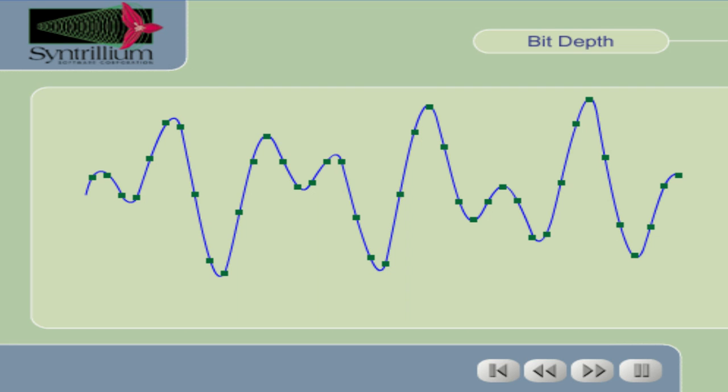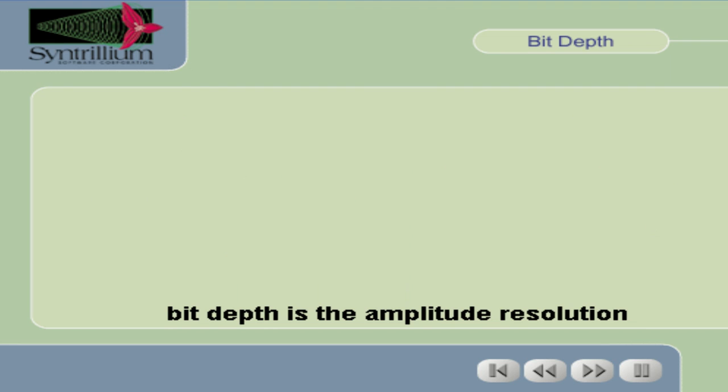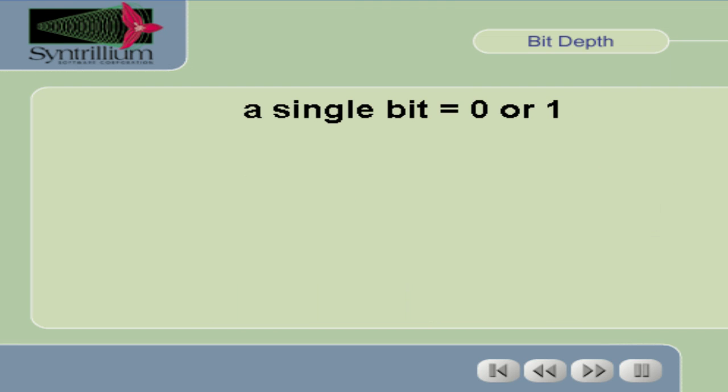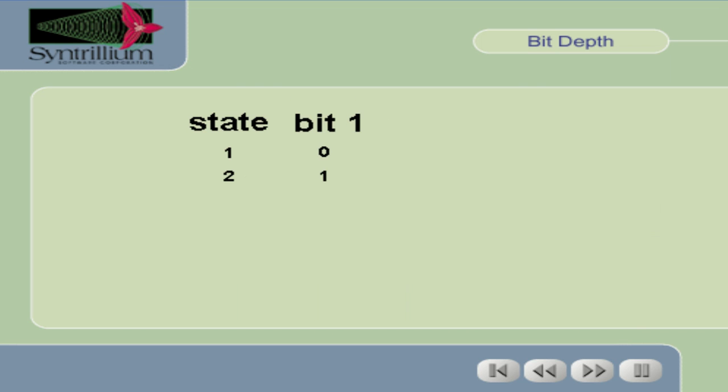Just as the number of samples in each second of audio determines the resolution of the sampled audio, so does the resolution in the amplitude of each sample. Amplitude resolution is referred to as the bit depth. A bit is a computer term meaning a single number that can have a value of either 0 or 1. A single bit can represent two states, such as on and off.